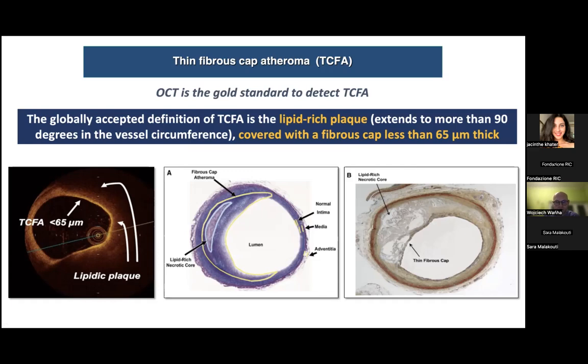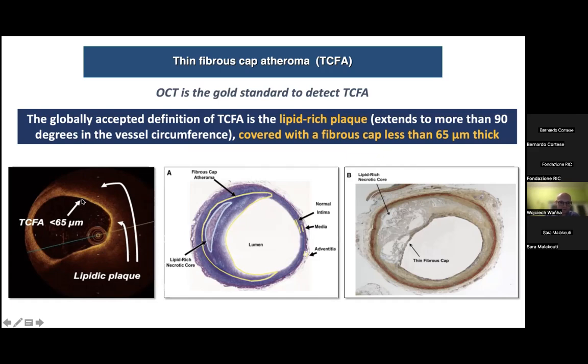Going deeper into TCFA, as you see here in the left part of the slide, there's a lipid-rich plaque over here, and to define TCFA, that lipid-rich plaque should extend more than 90 degrees of the vessel circumference.